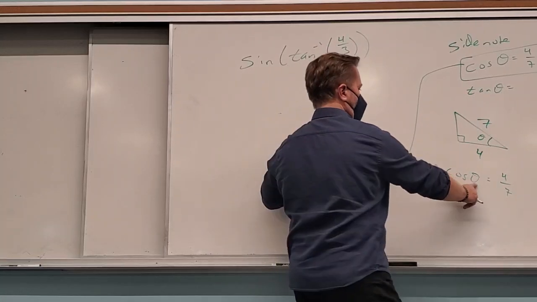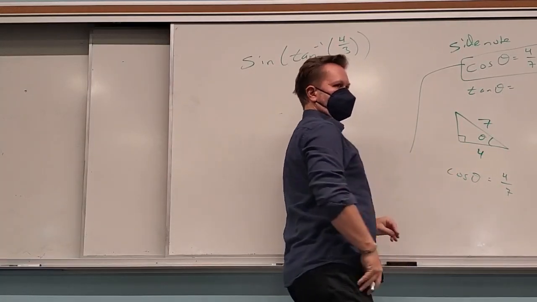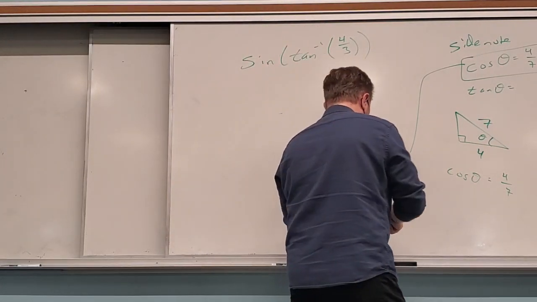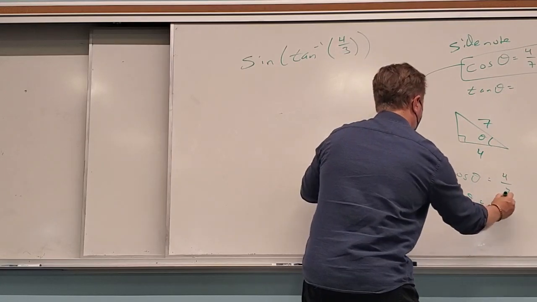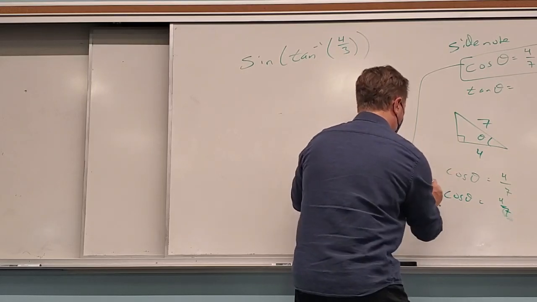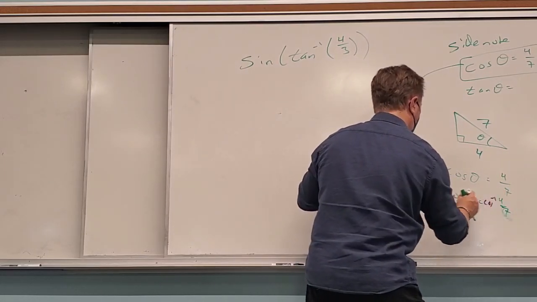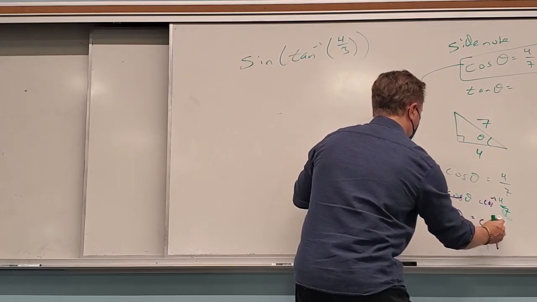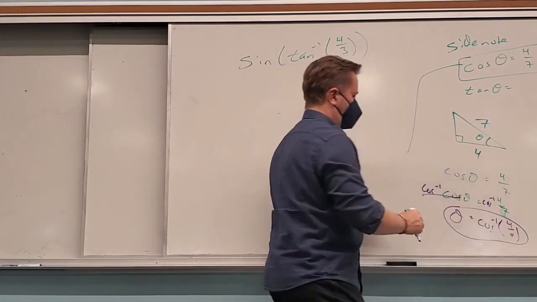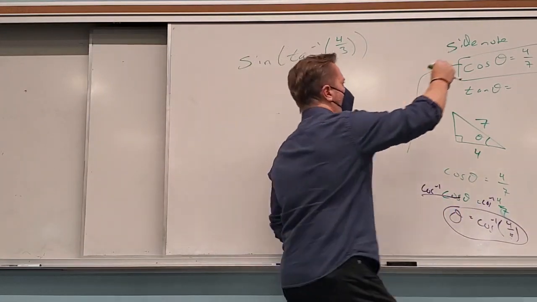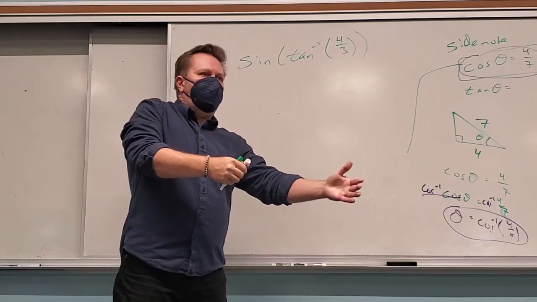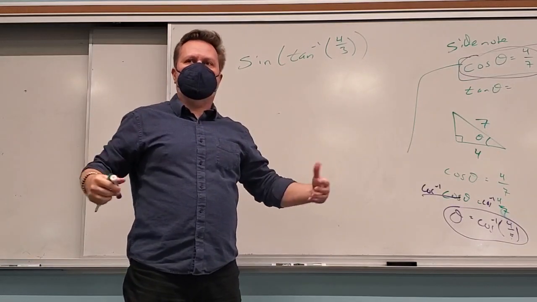So how do I solve for theta? What's the opposite function of cosine? Inverse cosine, right? So I would do, let me write this again, the inverse cosine of both sides. Theta equals inverse cosine of 4/7. This means the exact same thing as this. They're just written differently. It's sort of like writing it as a logarithm or writing it as an exponential. They both represent the same thing.